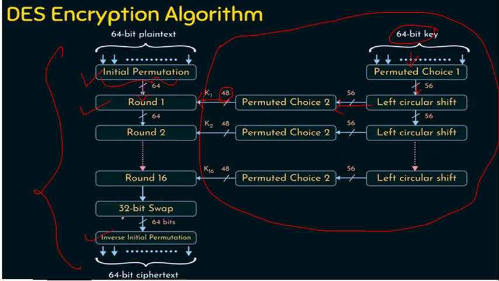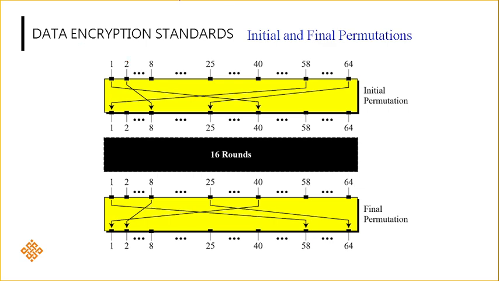First let us see what happens in the initial permutation. Once again, please watch my previous video on Feistel cipher technique before moving on with this video. In the initial permutation, we are just changing the positions of the bits. For example, the first position is shifted to the 40th position. The second position is shifted to the 8th position. This is how it happens.